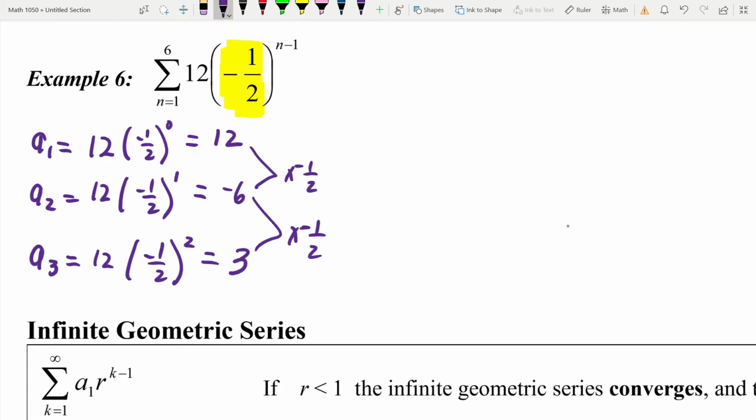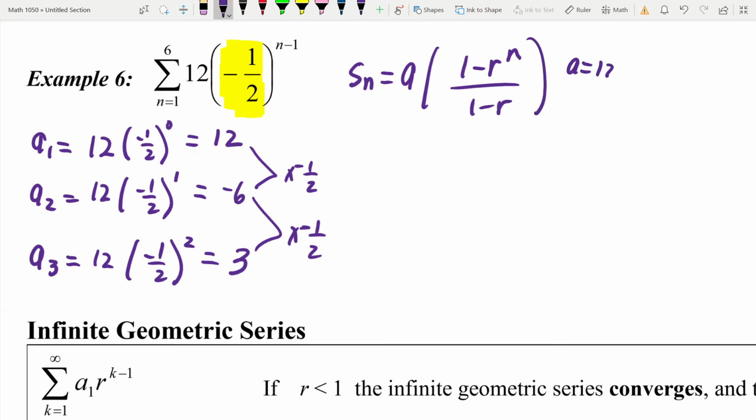Okay, so your formula for a sum of a geometric is S sub n equals a times 1 minus r to the n over 1 minus r. So my a is a 12, my r is a negative 1/2, and my n, can anybody tell me what n is on this problem? It is 6, because I'm finding n is 1 through n is 6.